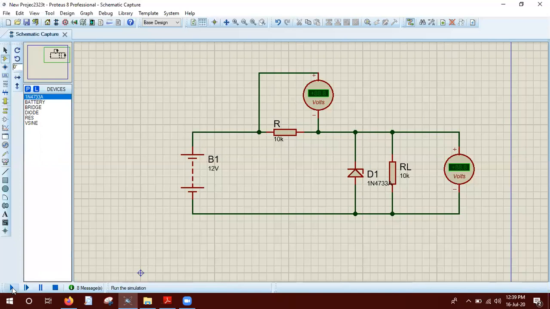Let's see the difference. Just click the simulation. Let's see the voltage. What is the voltage? Sir, the load voltage has decreased. Yes, because we wanted to decrease it, we wanted the load voltage to be about 5 volt, isn't it? We didn't change anything. We just placed a 5 volt Zener diode at the output, and our output voltage decreased.